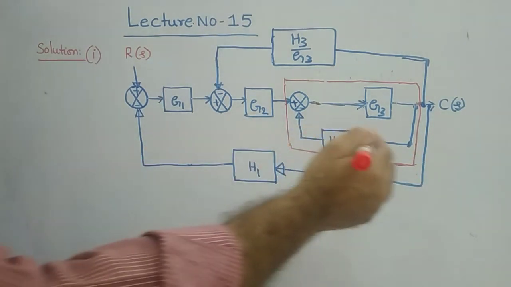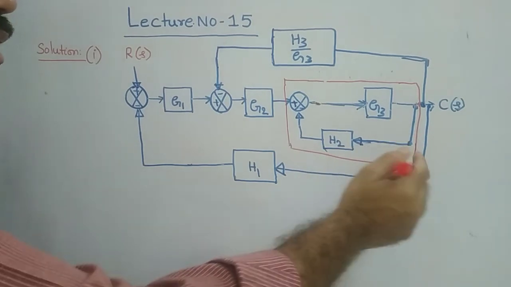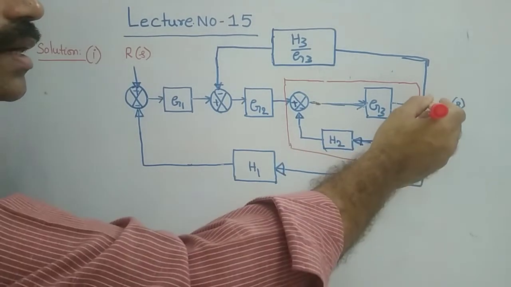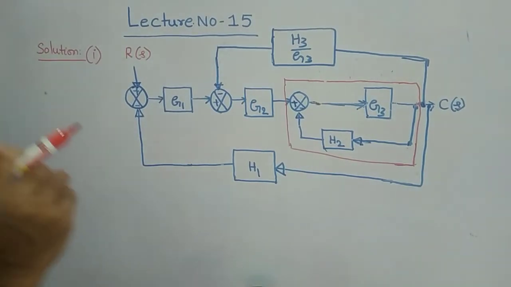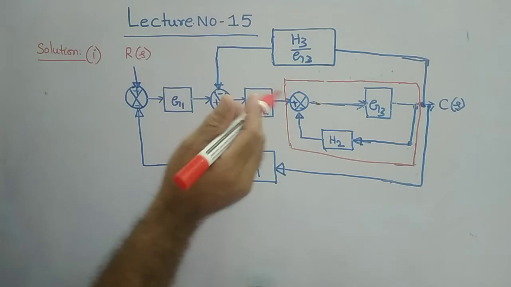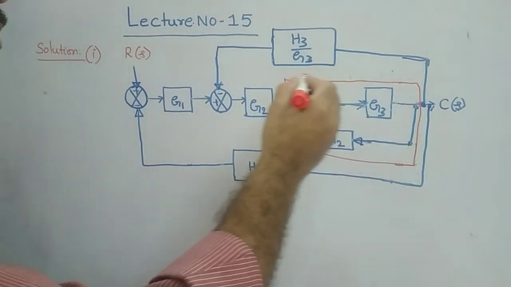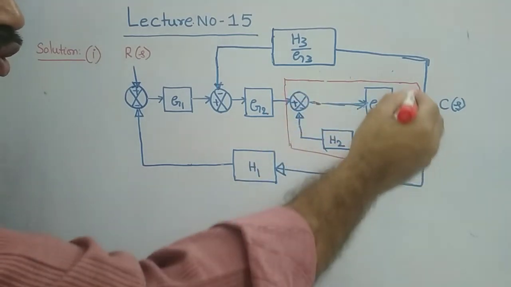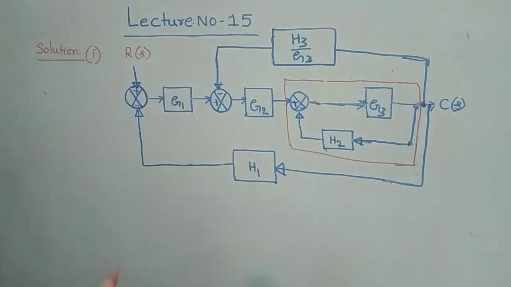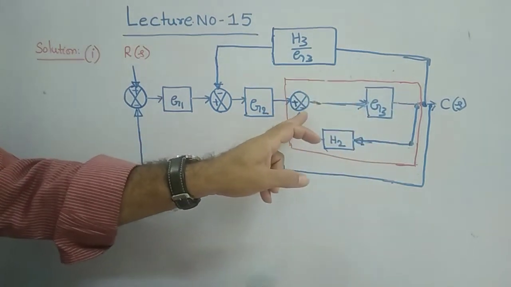Understood? So actually this is what is given in the problem, but you can disconnect there and connect this directly to CS also. Nothing wrong in that. Now what can be done here? Now the interior loop, this loop can be simplified first. This is a closed loop control system with negative feedback.